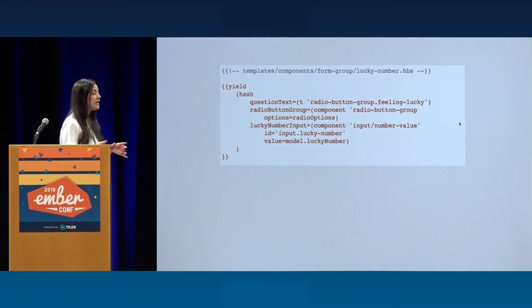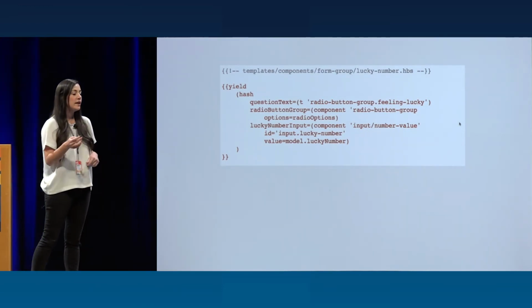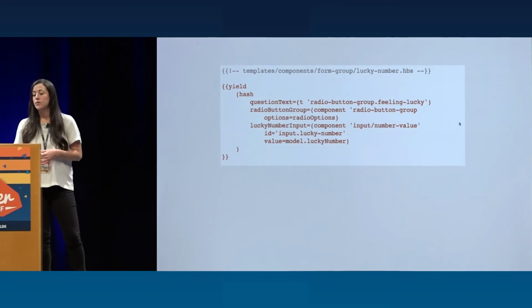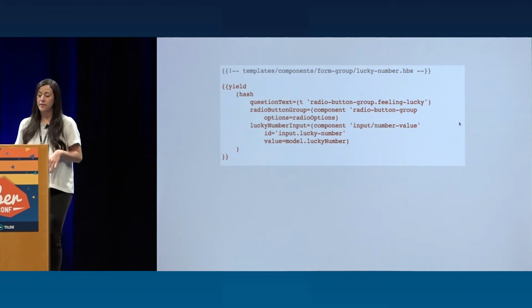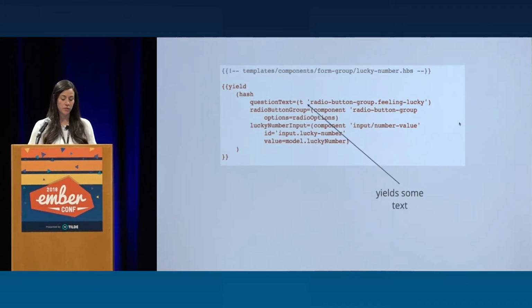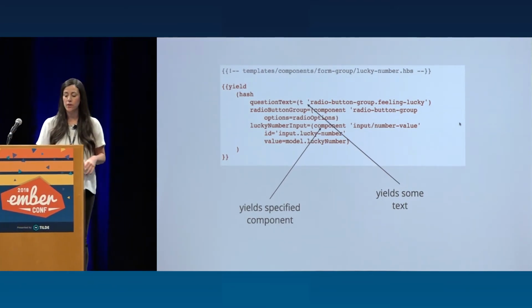And so we're just yielding, we're using a yield helper, which is using a hash helper. And then the hash has a couple key value pairs. So we have a question text, and then we have 2 components that it's yielding out to the parent component. So as we said here, we're using the translation helper again, and then we're using the component helper, which takes the name of the component, and then also some attributes that go with it.